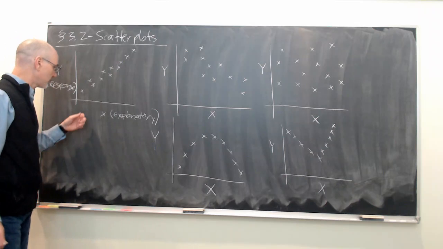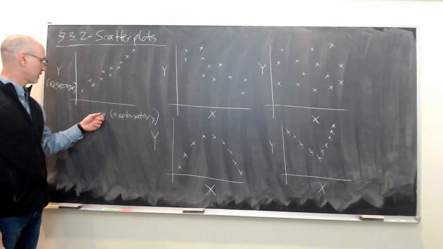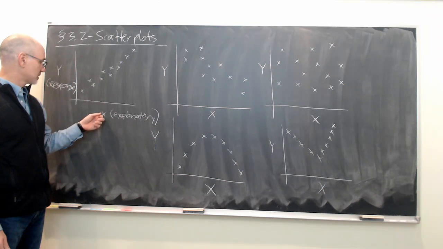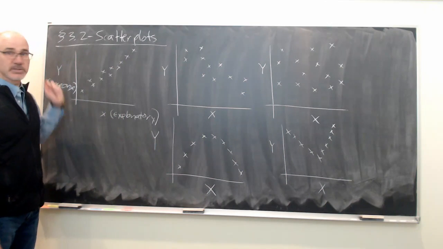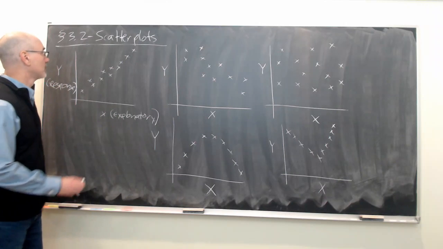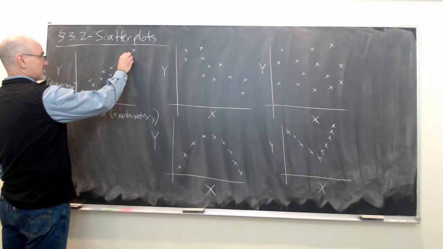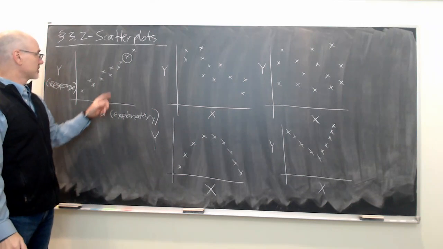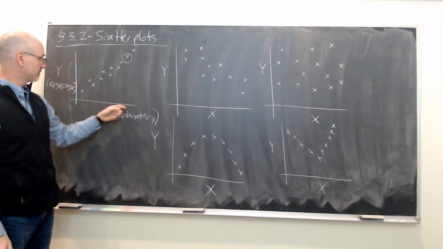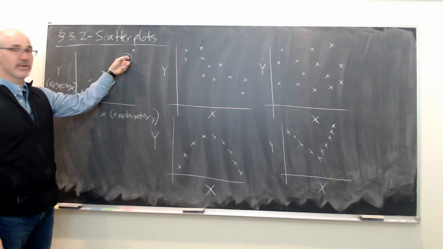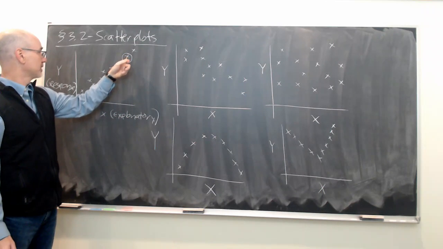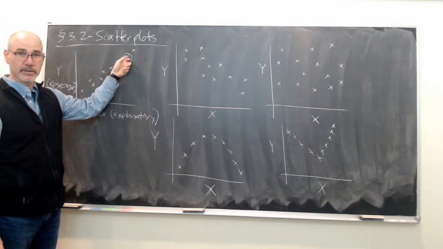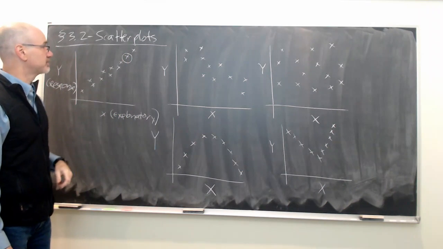So when we make our scatterplot, every individual has a measure of both x and y associated with them. So if I picked out one of these x's, these represent data points. This one would represent somebody who had a relatively high value for x and a high value for y. But the coordinates would be the particular values for x and y that this data point possesses.